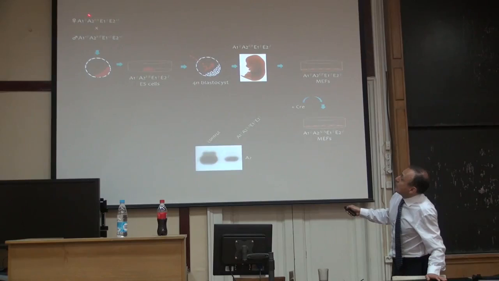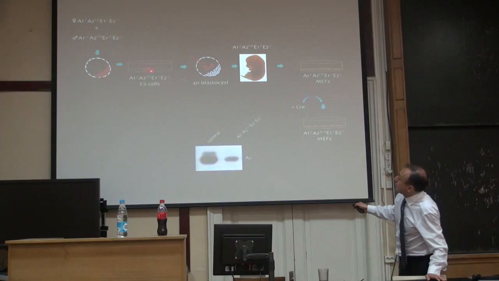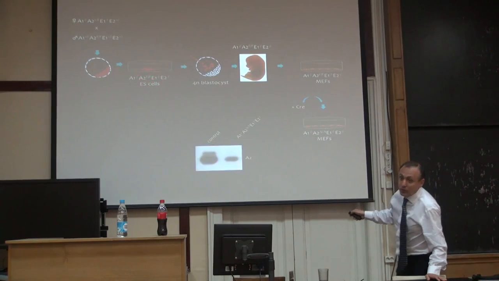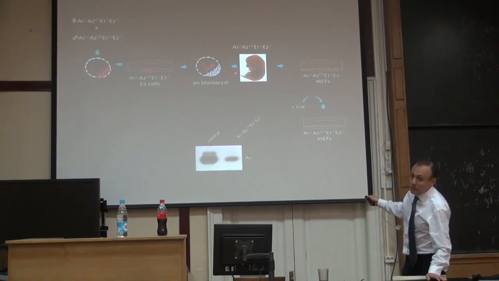She mated A1 knockouts, A2 flox, E1 minus, E2 minus, and then she obtained the quadruple knockout embryonic stem cells. She then takes the quadruple knockout embryonic stem cells, but cyclin A2 is floxed. So this is conditionally expressed. We get quadruple knockout embryonic stem cells, we inject them into tetraploid blastocysts, and we can get the embryos at day 13.5.